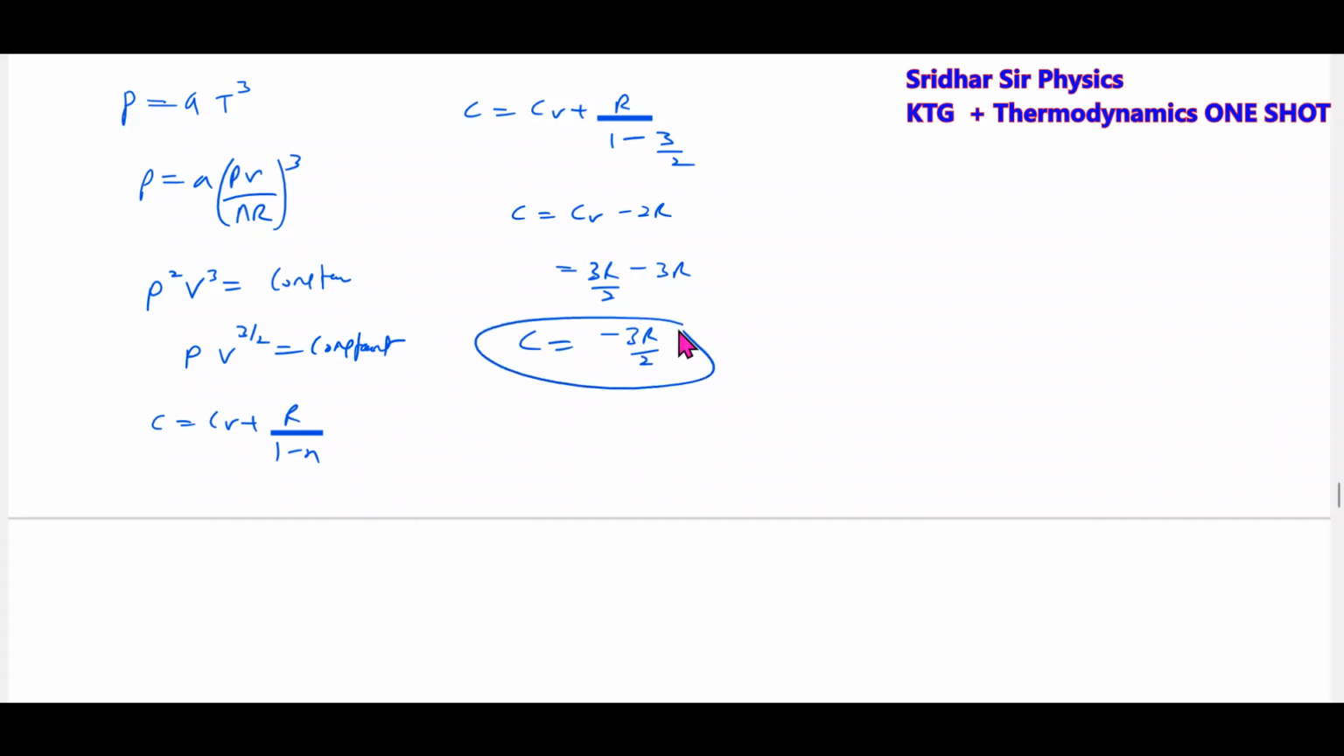Now, molar capacity negative? Yes, it can be negative. The molar capacity can be any value between minus infinity and plus infinity. What do you mean by a negative sign? If it absorbs heat, temperature will decrease. If it rejects heat, temperature will increase. Molar capacity positive means if it absorbs heat, temperature will increase. If it rejects heat, temperature decreases. Molar capacity negative means if it absorbs heat, temperature will decrease. If it rejects heat, temperature will increase. General idea.